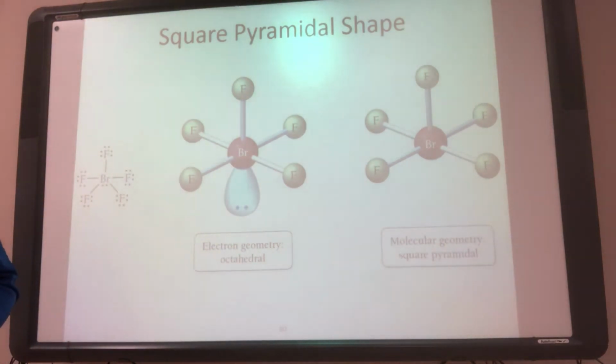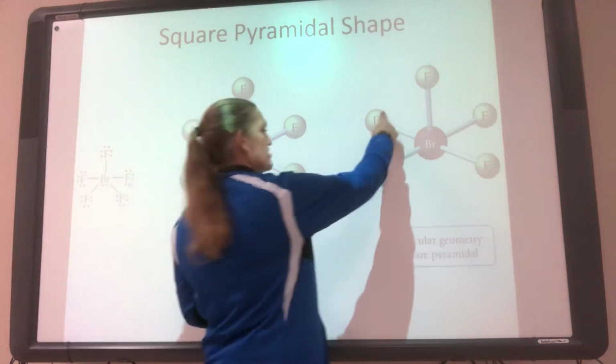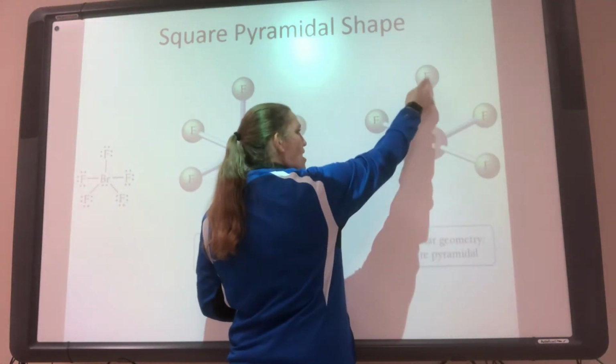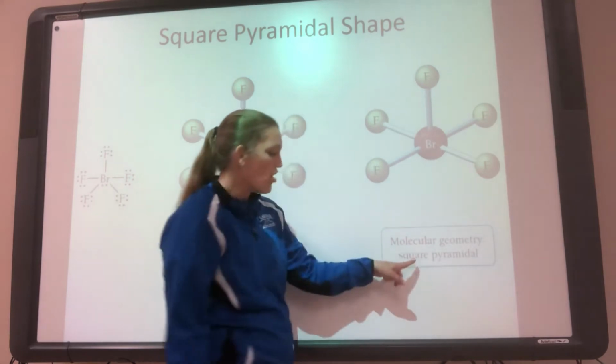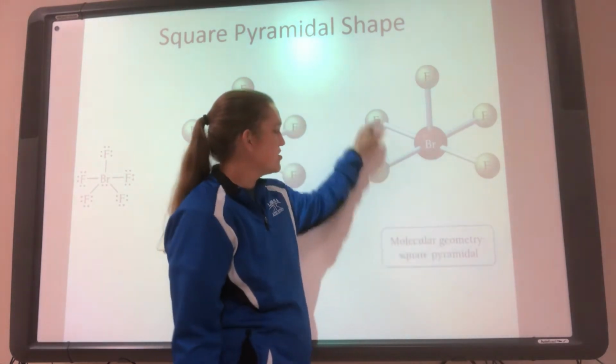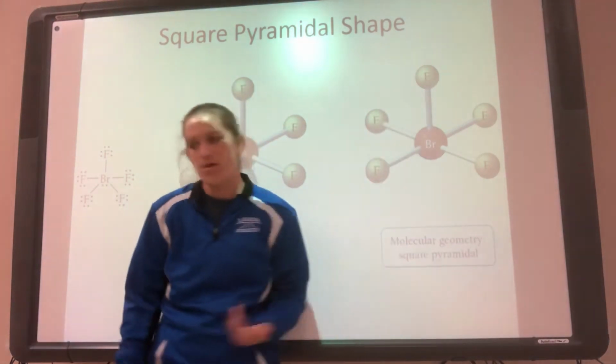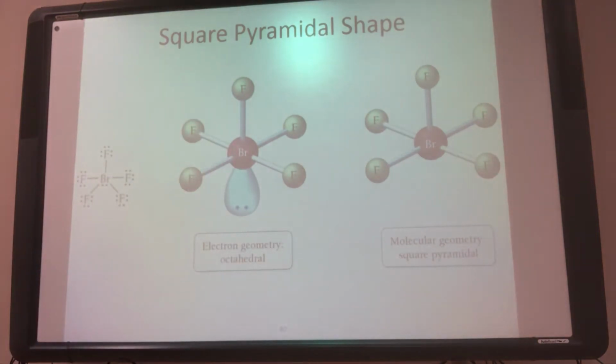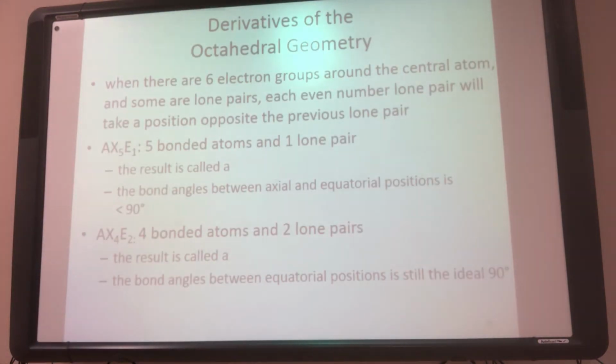But what you can see here is that you've got a square base, and the top is like a pyramid. So we actually call this one square pyramidal, because you got your square base and the top is a pyramid. Okay? So octahedral was those 6, the AX6, so I still have 6, but it's 5 bonds, 1 lone pair. And so we call this square pyramid or square pyramidal, either one is fine.